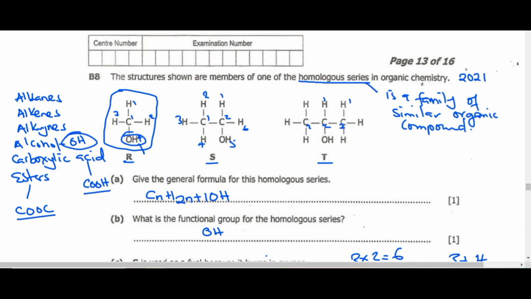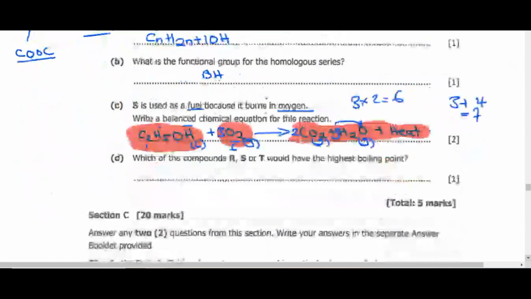Here we have 1, 2, 3, 4, 5, 6, 7, 8. So we have 8, meaning that as you increase, the boiling and the melting point also increases. As you increase the number of elements that makes up a compound, the boiling point, or the melting point, also increases. So compound T had the highest boiling point. So that is compound T.